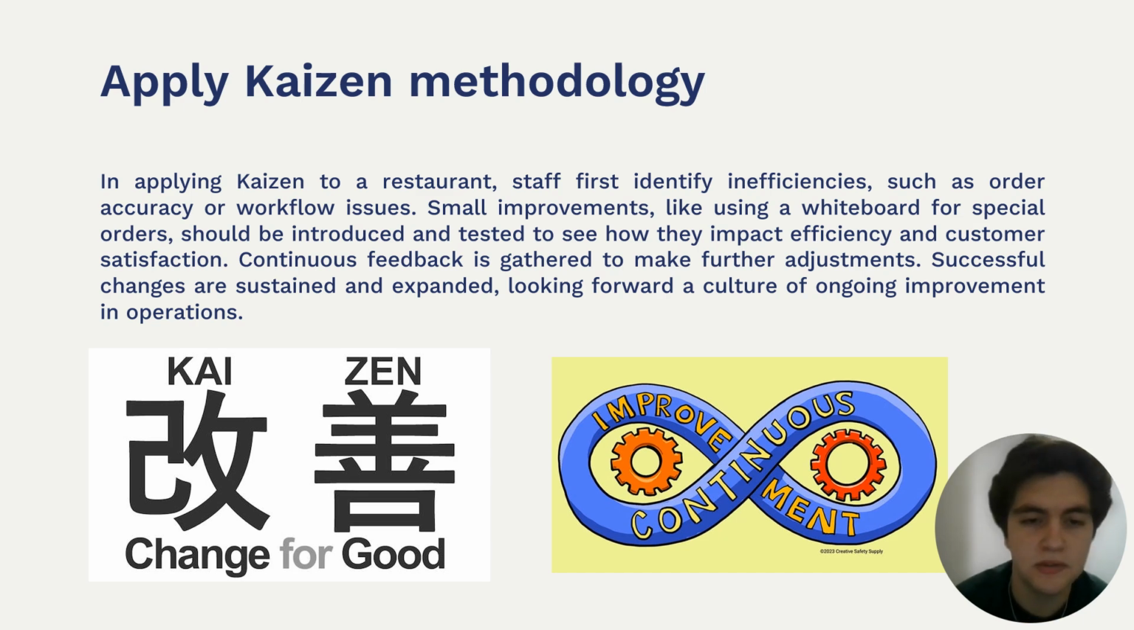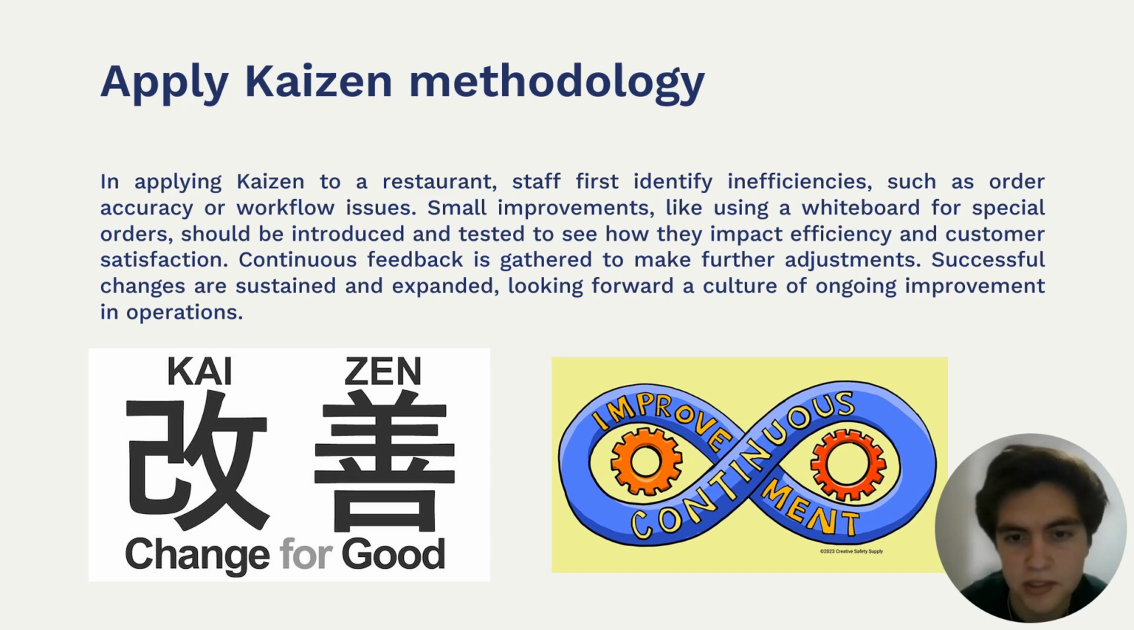In applying the Kaizen methodology to a restaurant, we first need to identify the inefficiencies, such as order accuracy or workflow issues. The important thing here is to make small improvements. Some examples of that can be using a whiteboard for special orders, adding a little bit more salt to a dish that is unsalty, or making sure that guests are always happy, or receiving them with a good morning or a good evening.